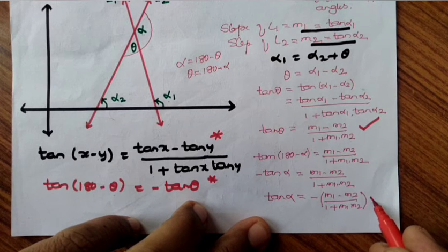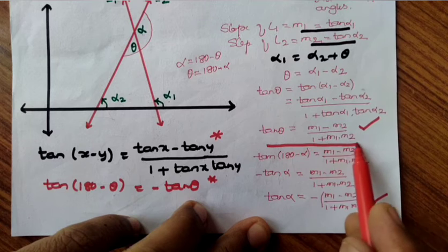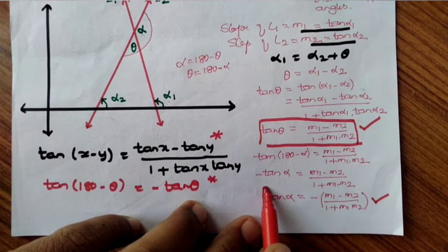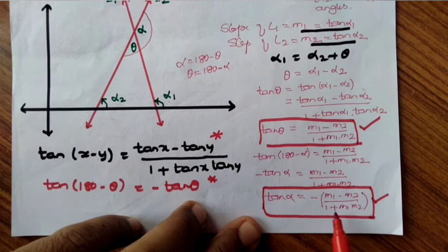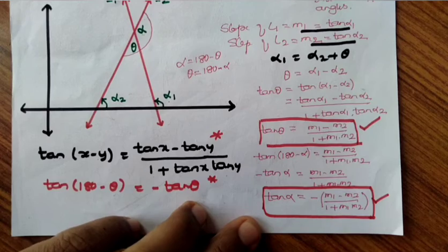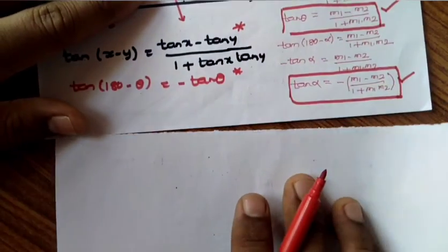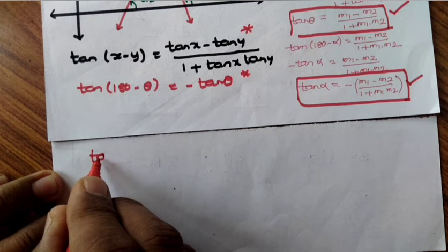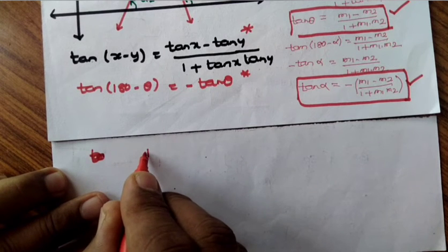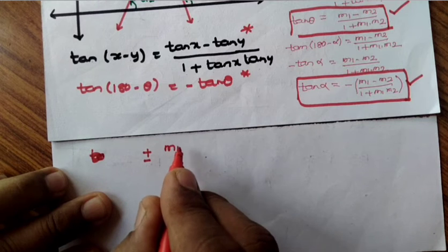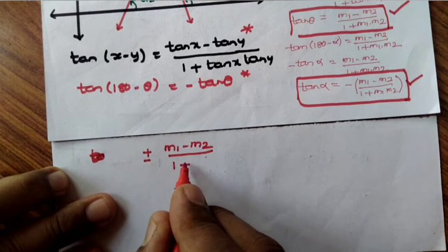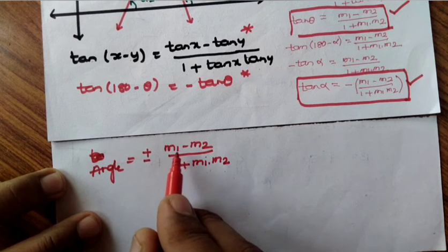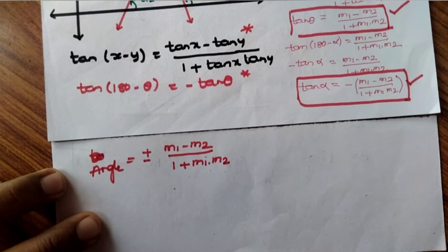Here listen, so here we got it: angle theta can be determined by using the formula m1 minus m2 divided by 1 plus m1 into m2, and alpha can be determined using the formula minus of m1 minus m2 divided by 1 plus m1 into m2. So thus we observe that the angle between the two lines, either it may be alpha or theta, is given by plus or minus m1 minus m2 upon 1 plus m1 into m2, where m1 and m2 are the slopes of intersecting lines.